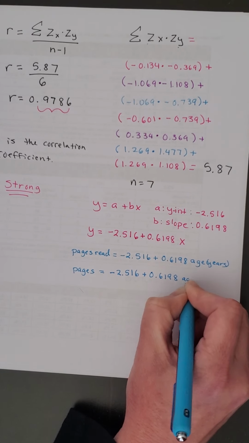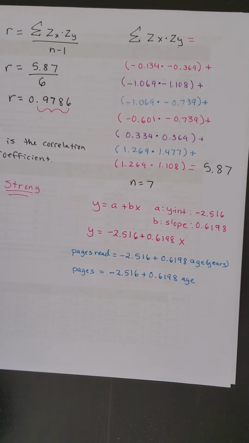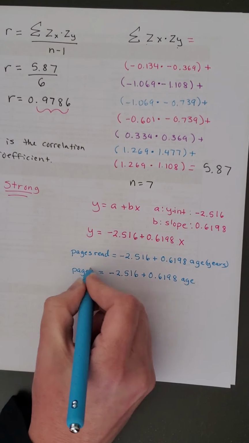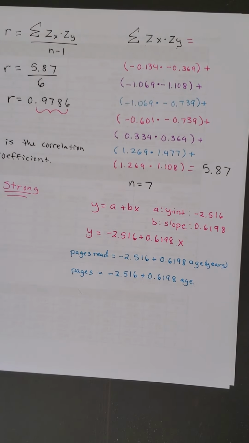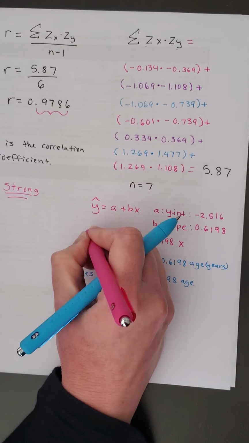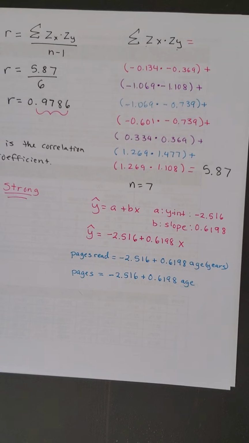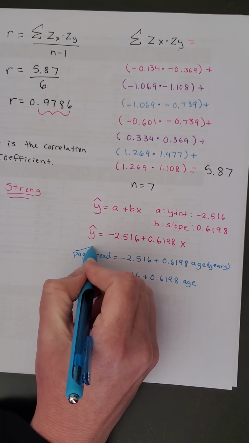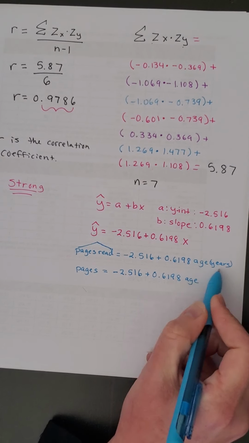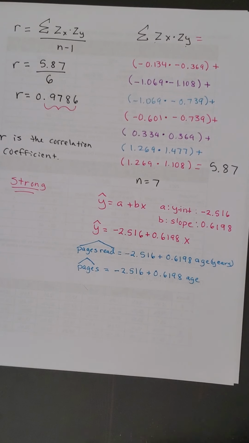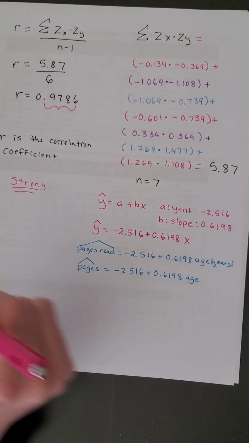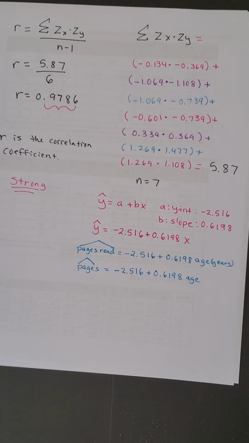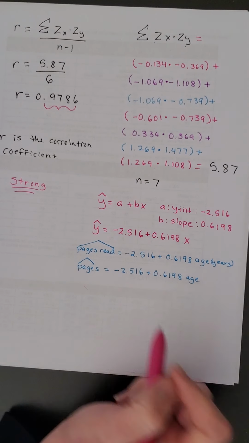0.6198 times age. All right, now remember that these are called linear regression models. We're trying to predict Y based off of X. So there's a symbol that we have to use, and it's called a hat. It's Y hat. We never say Y. We always say Y hat because we're trying to predict the number of pages you read based off of your age in years. So always put a hat on your Y, always, because this is called a prediction line or a line of best fit, so the y values aren't exact.